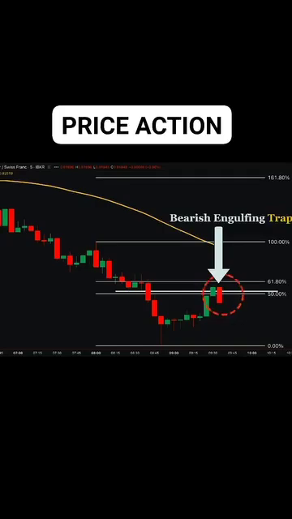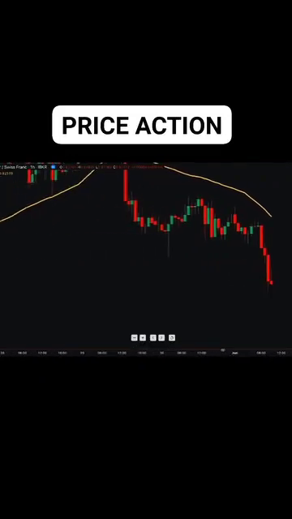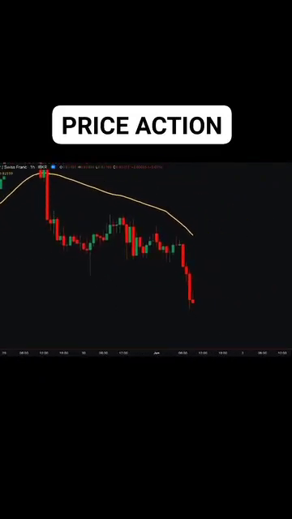This setup checks all the boxes. The trend is clearly down, the level of broken support turned resistance lines up perfectly with the Fibonacci golden zone, and right at that spot we get our signal, a clean engulfing trap. Everything aligns for a high probability trade. Before taking the trade, let's zoom out and check the hourly chart to make sure the higher time frame supports our setup. On the 1 hour time frame, the market is clearly trending down. This adds even more confidence to the setup.